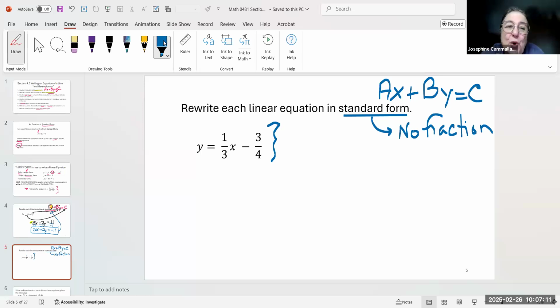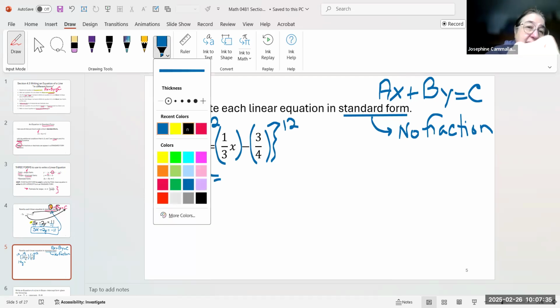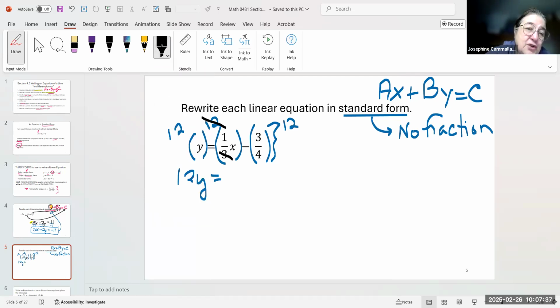Well, I'm going to multiply each term by an LCD, which is 12, because I've got to get rid of the fractions. Standard form will not allow for it. This will give me 12y. Now remember, I'm going to cross cancel here. This 3 and this 12 will give me 4x minus, well, this 4 and this 12 are going to cross cancel to give me 9.